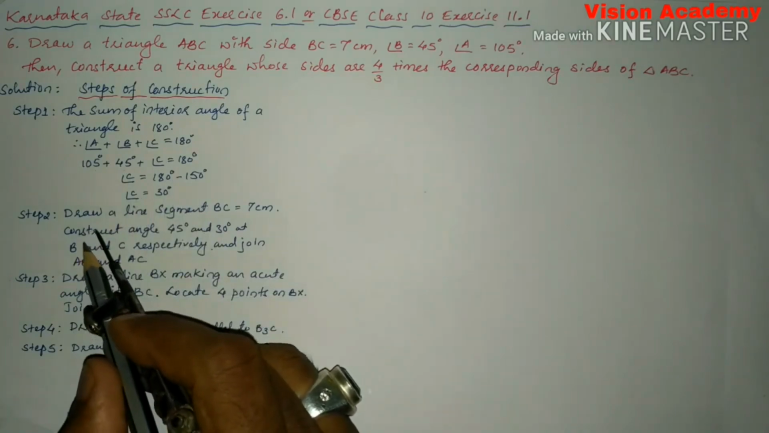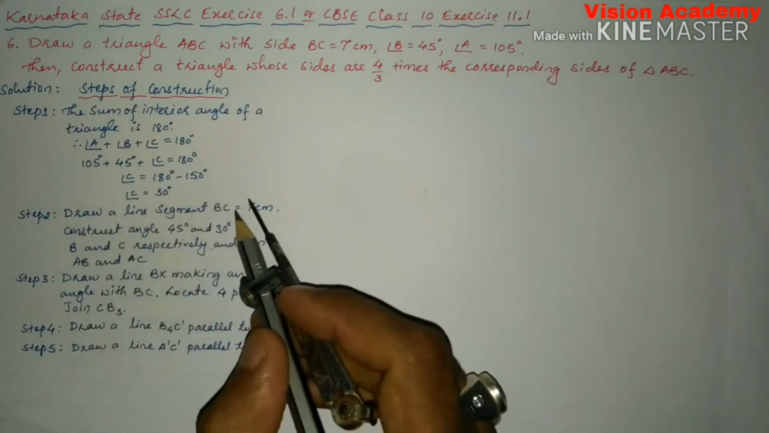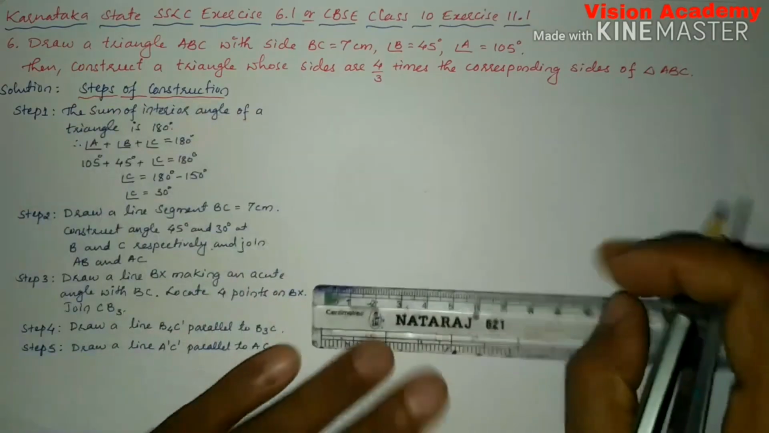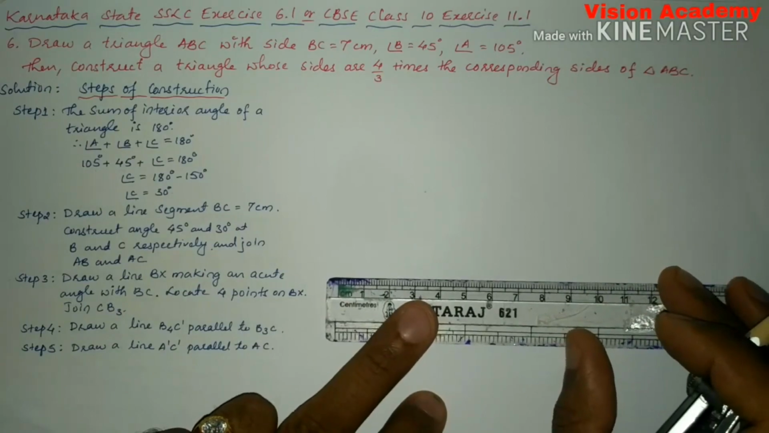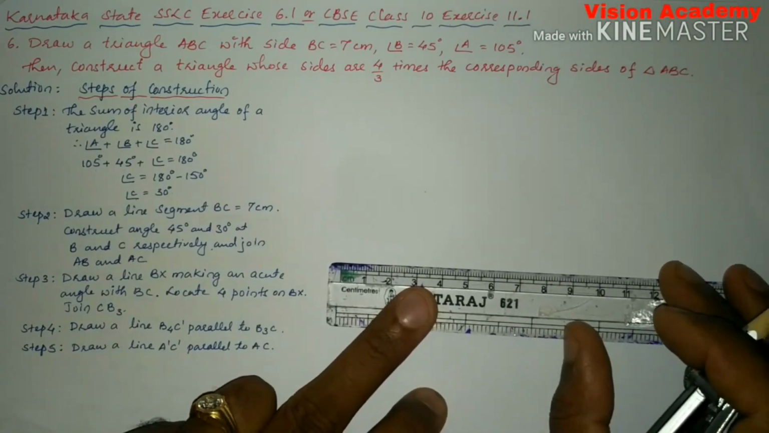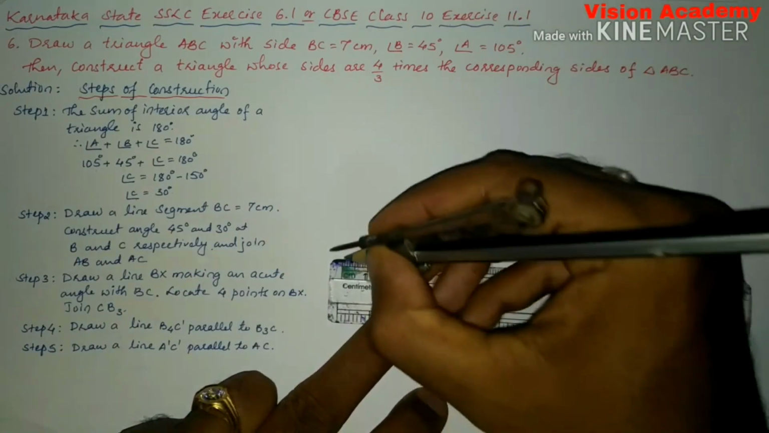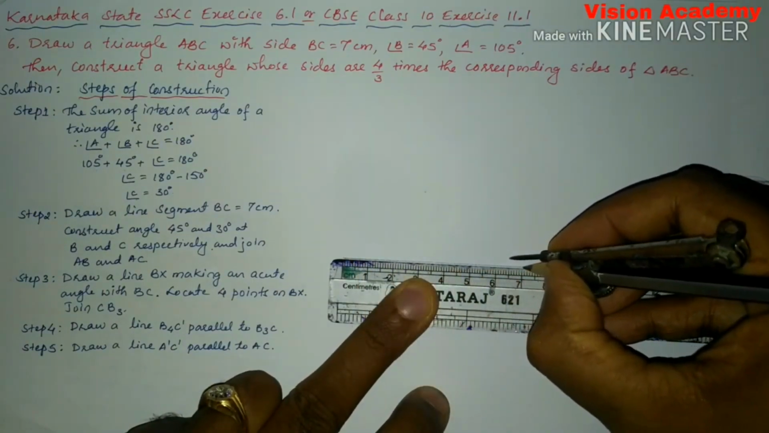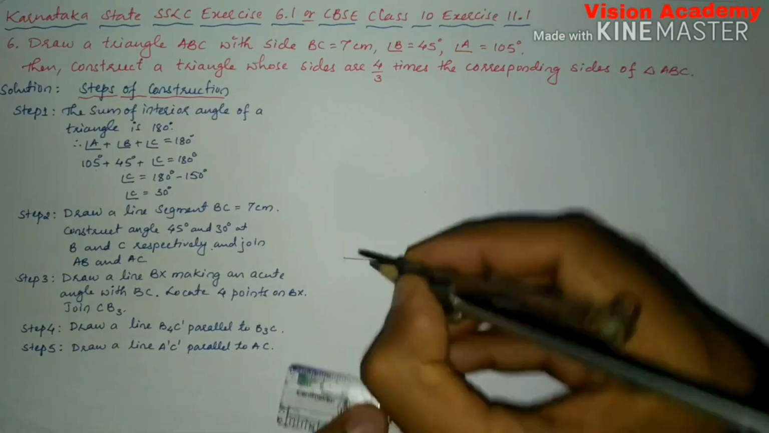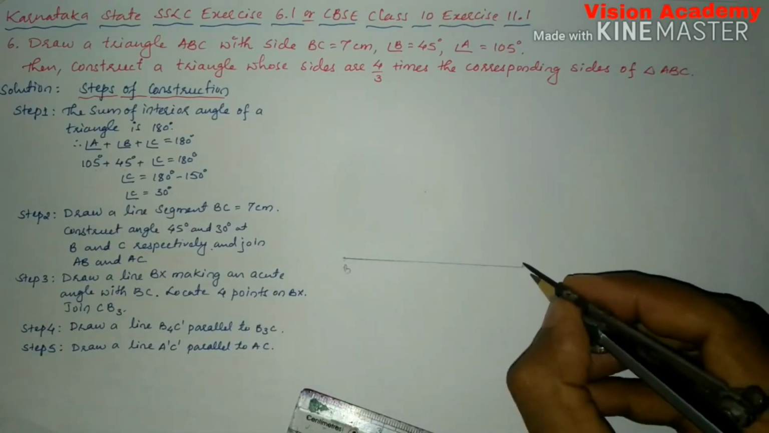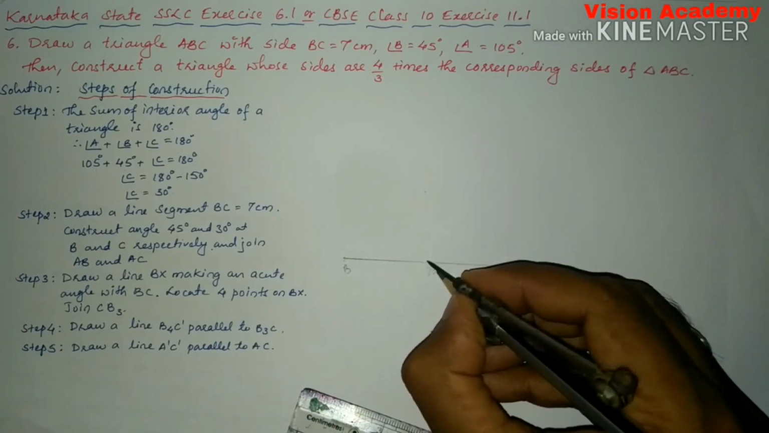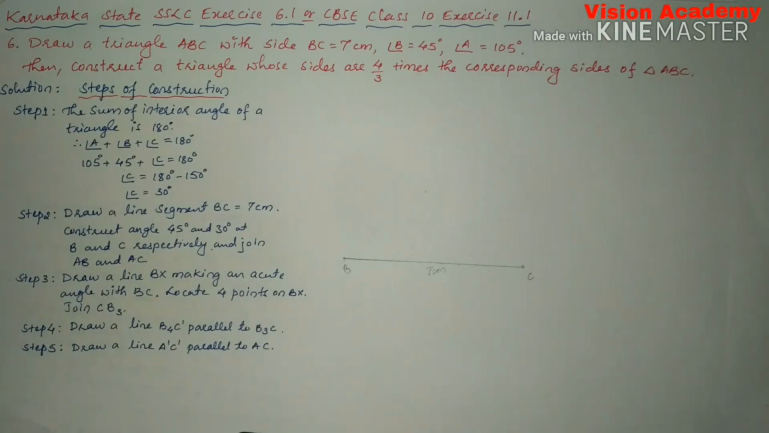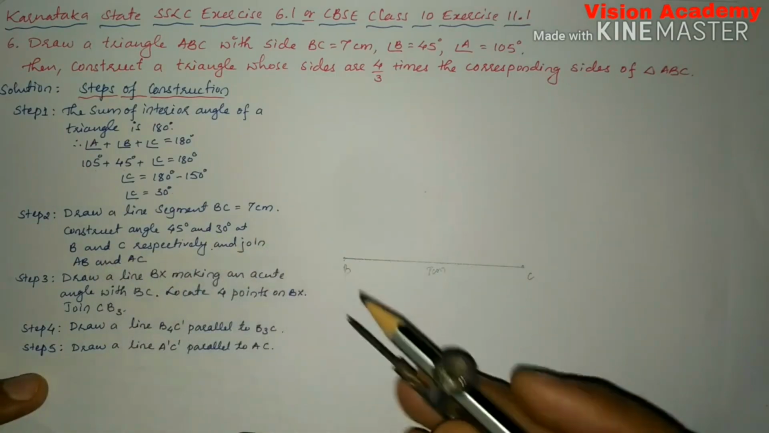Now we'll go for drawing a line segment BC equal to 7 cm. Let us draw BC equal to 7 cm. Let us name this line segment BC, that is 7 cm. Now construct angles 45 degrees and 30 degrees at B and C respectively.